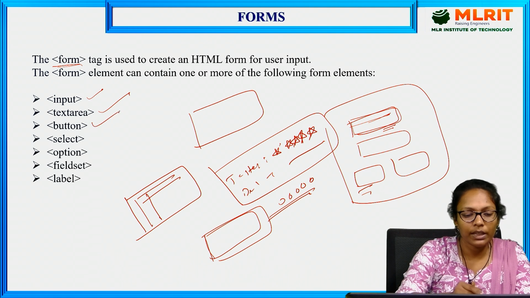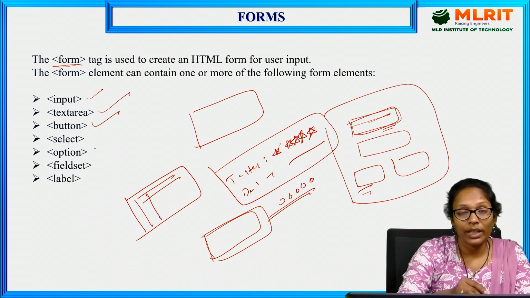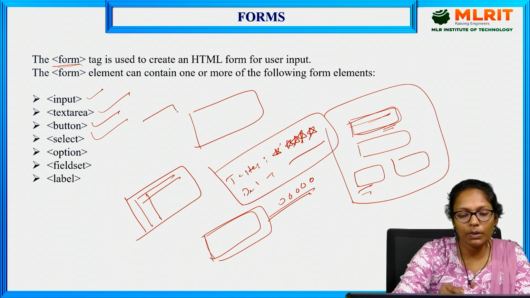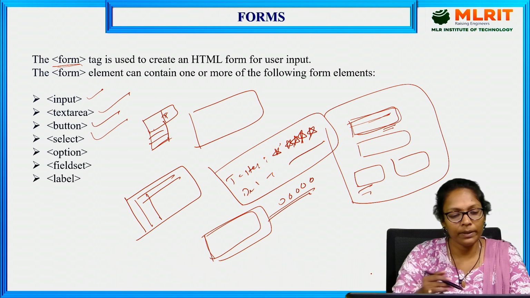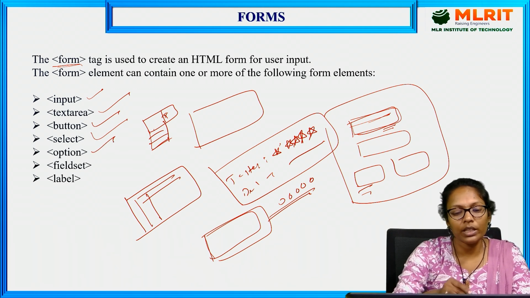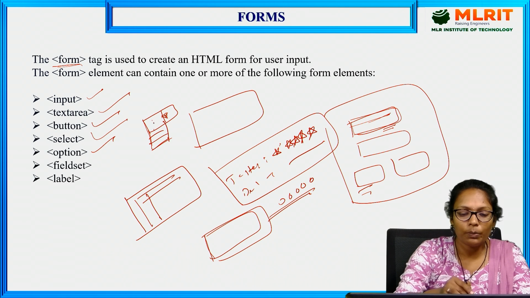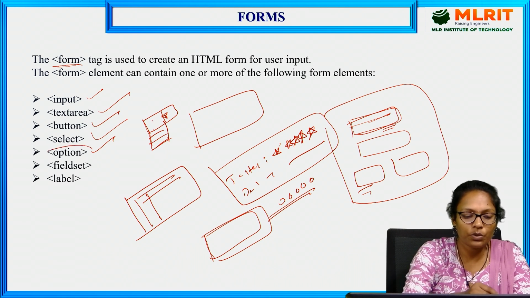And next is button, a clickable button, like a submit button or cancel button or OK button. Then select. Select is nothing but a drop down list. If I click on this drop down list, a list of items will be displayed. And the option tag: in the drop down list, if I click on it, the options will be displayed automatically. To add those options, you're using the option tag.